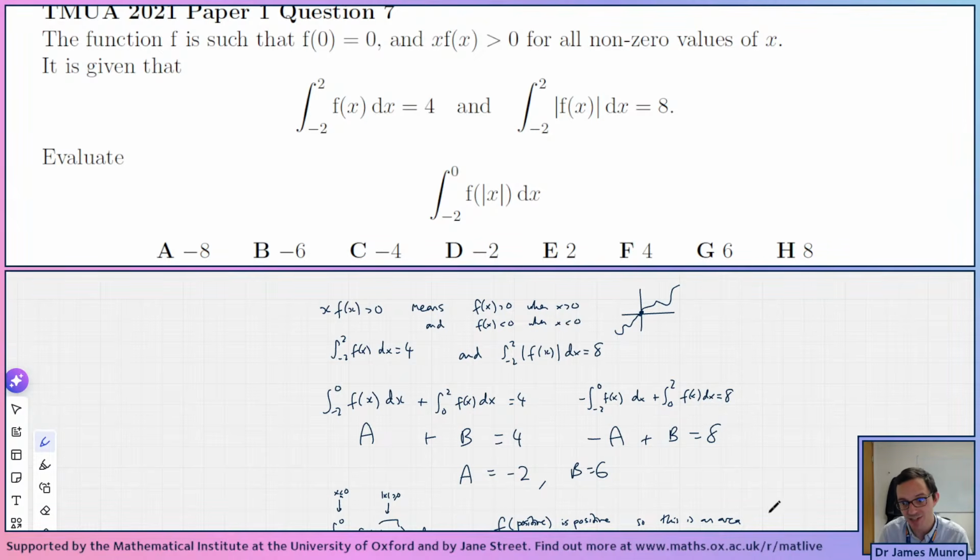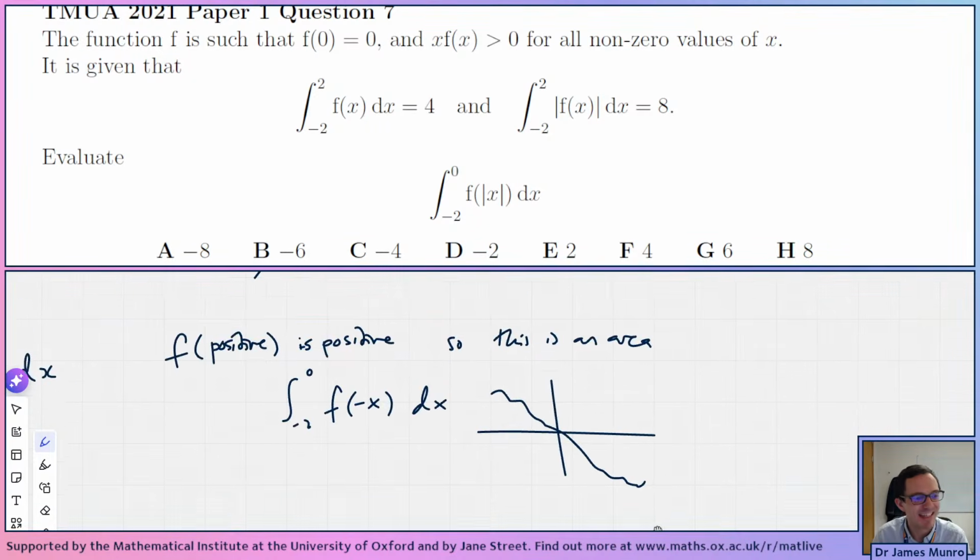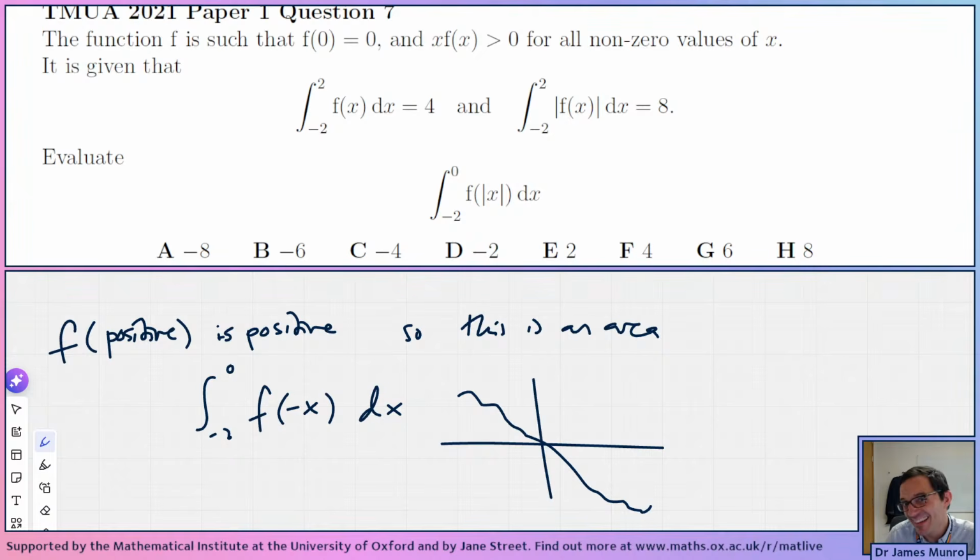Oh, and I'm off the screen. Is a reflection in the line x equals 0. It reflects minus x. So what was function on the right is now function on the left. And if I want that area, well, I shouldn't do this reflection business. I should just integrate from 0 to 2. That's true in general, actually, even if it's not a positive function, but let's not worry about that.